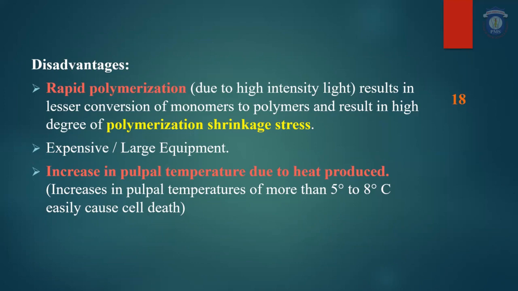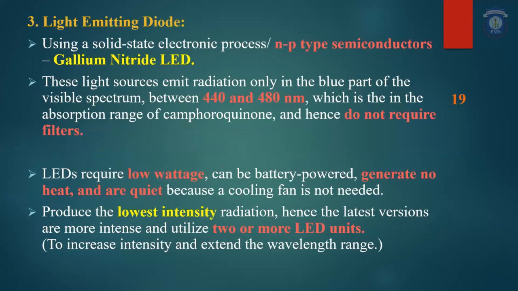And the equipment is quite large and expensive. Also, because of its high intensity, there is an increased pulpal temperature, which can eventually result in pulpal damage. The next generation of light curing units are named light emitting diodes.